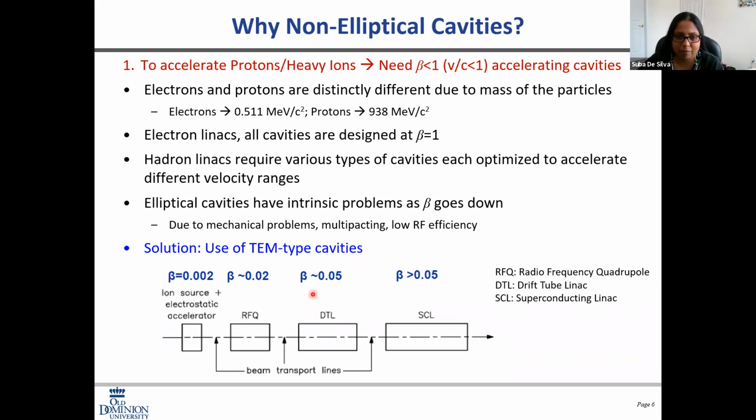Here is an example that shows an ion source. Before you get to the superconducting linac with high beta, you need other structures to accelerate up until that point. It can be an RFQ or a drift tube, which are normal conducting, but for a superconducting machine, it can be half wave or quarter wave cavities, spoke cavities, and a combination of those.